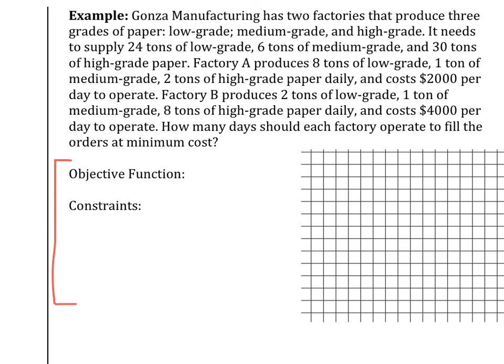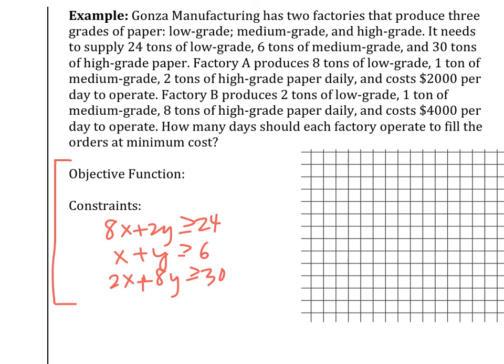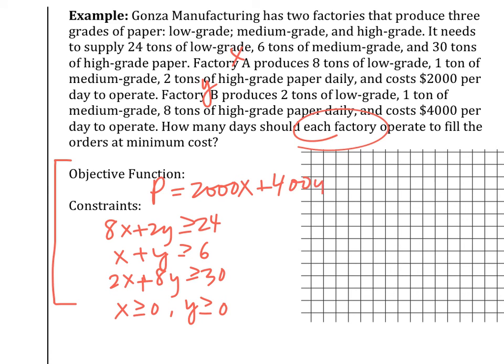Okay, so the constraints are 4x plus 2y greater than or equal to 24, x plus y greater than or equal to 6, and 2x plus 8y greater than or equal to 30, and x, y are each factory. So factory A is x, factory B is y, and we have our implicit. The objective function is to minimize the cost. Oops, one more 0. Okay.